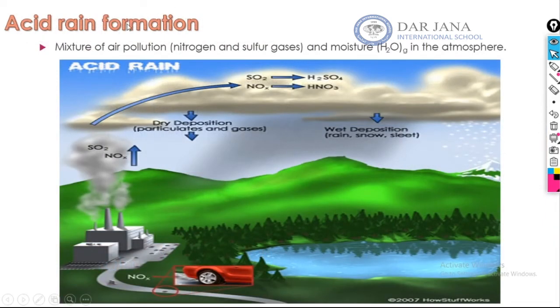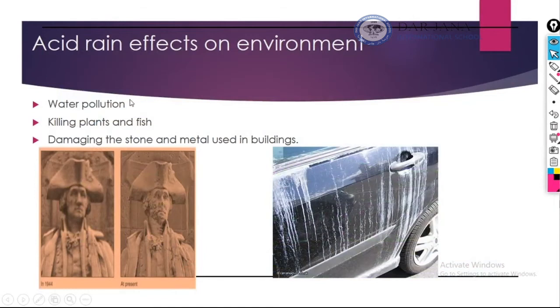Here we have a picture that shows us how acid rain is formed, which is a mixture of polluted air. Here we have gases like nitrogen and sulfur gases that will be mixed with water, and they will form an acid rain. Later on, when it rains, this acid rain will cause water pollution, will kill plants and animals, and will damage the stones and the metals used in buildings or metals of cars. Here we have stones that are damaged by the acid rain.